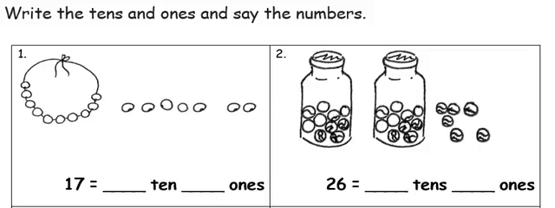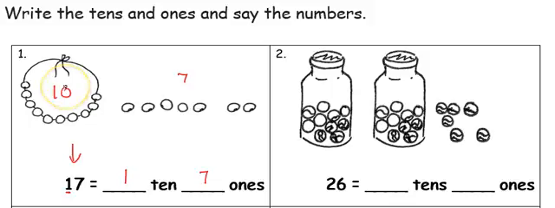In my first box, I have a necklace with some beads and then some extra beads as well. I have 10 beads on the necklace and then 7 more beads. That shows me that I have 17. The idea here is to understand that the 1 in 17 does not just mean 1, it means 10. 17 is made up of 1 ten and 7 ones.